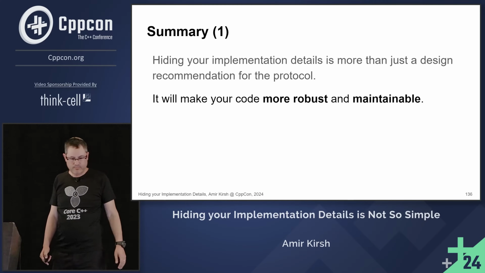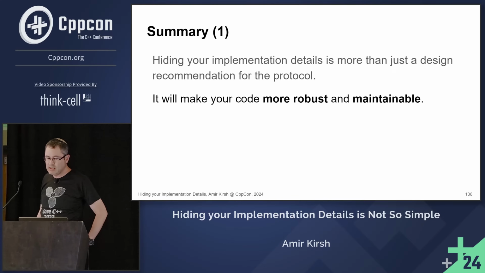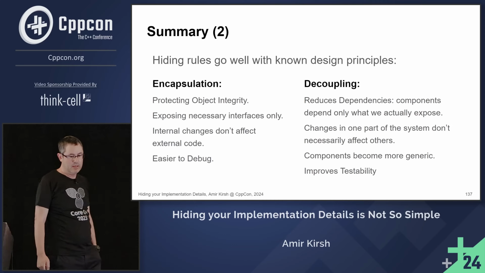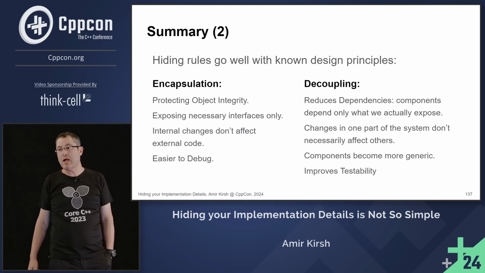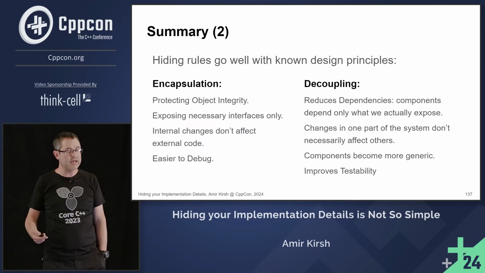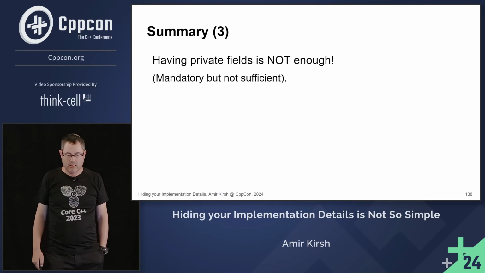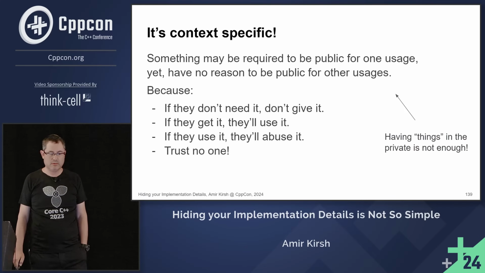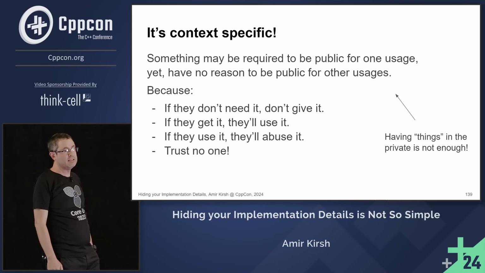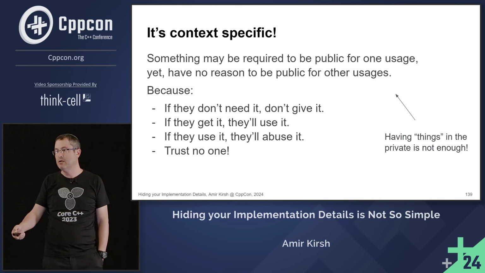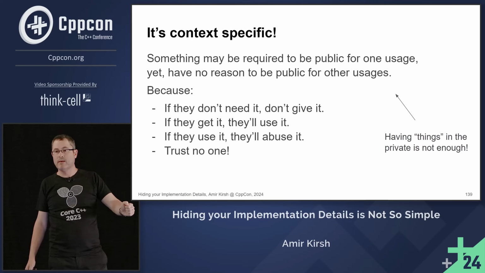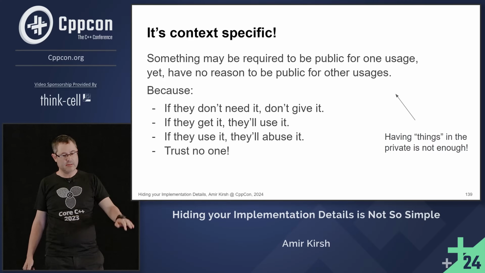Let's summarize. Hiding implementation details is more than just a design recommendation. It actually makes your code more robust and maintainable. It goes with encapsulation and decoupling, two major things that we want. Having private fields is not enough. It is mandatory, but not sufficient. It is context specific. Something that might be public for one, maybe shouldn't be public for the other. So the solutions are interfaces, wrapper classes, maybe concepts.